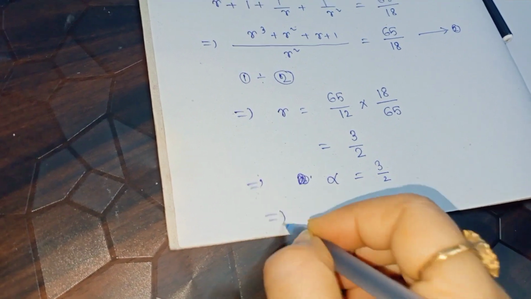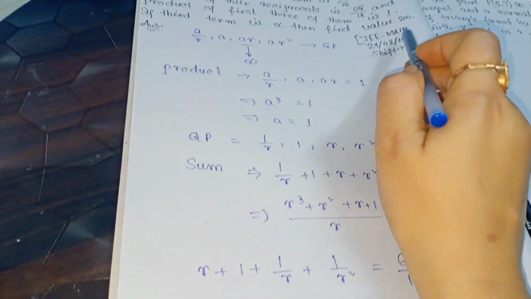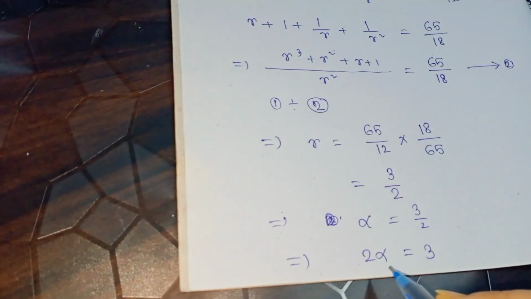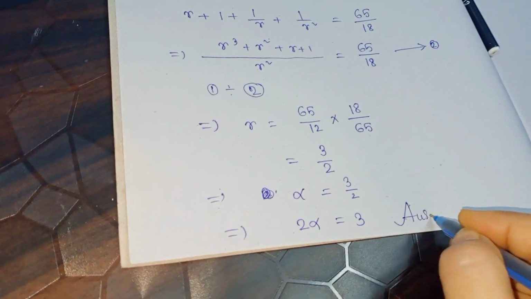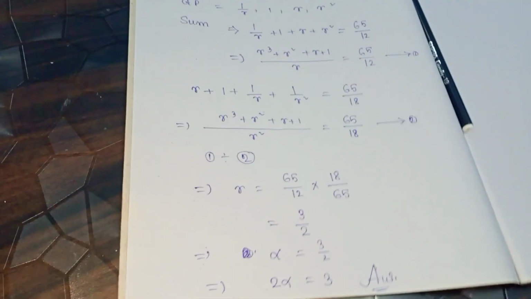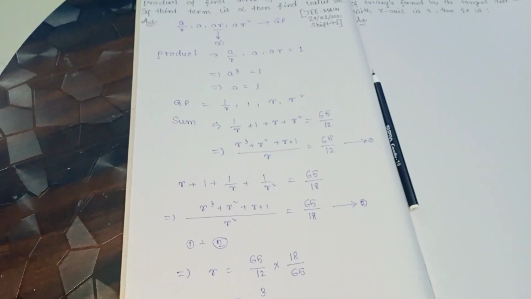That implies 2 alpha is equal to 3. As we find the value of 2 alpha, so 2 alpha is equal to 3. So we reached it, it is our required answer. Now, this is the whole solution of question 20.